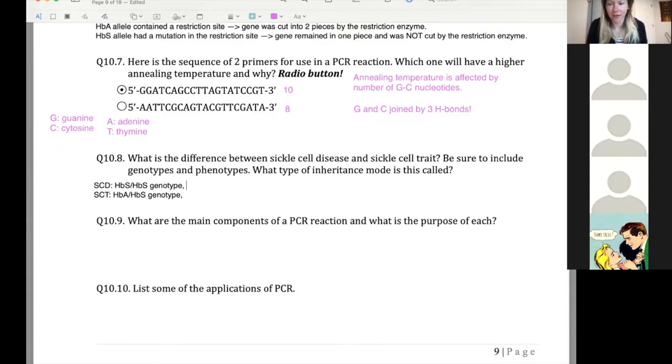The phenotype of someone with the disease, their red blood cells will have a different shape. Yes, they have the sickle shape versus the round shape in a normal person. Or a person without the disease. So someone who just has one copy of this disease allele has the sickle cell trait. They do have the mutation, so some of their cells are going to have the sickle shape, but it's not as severe, right?